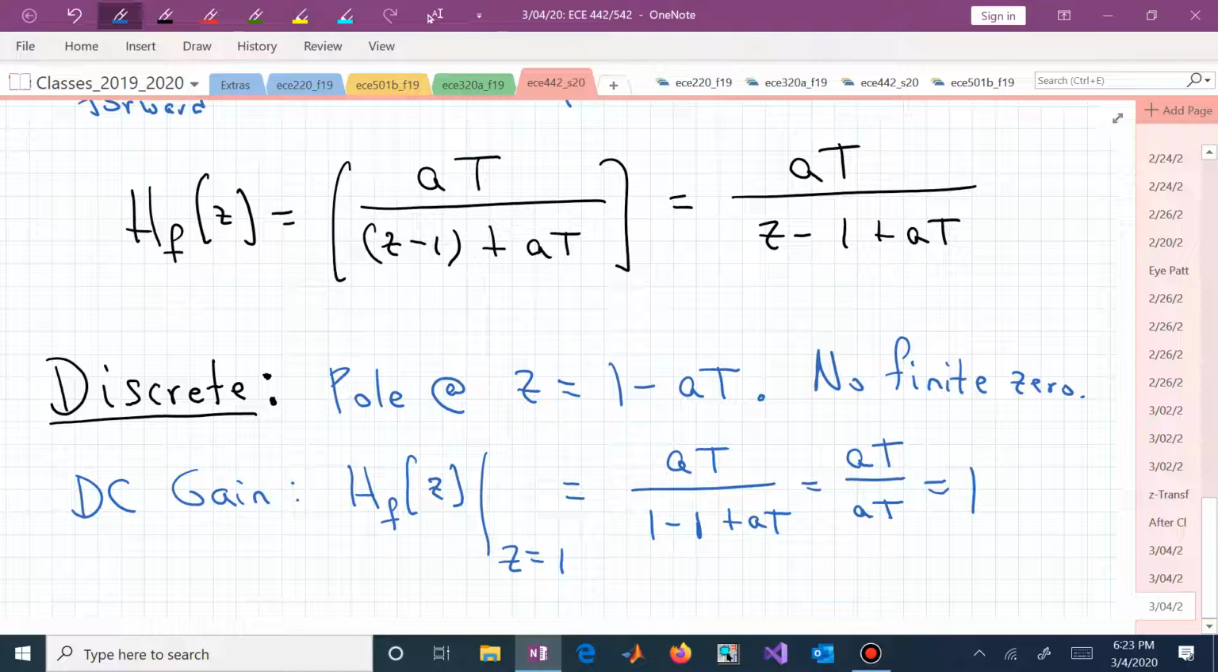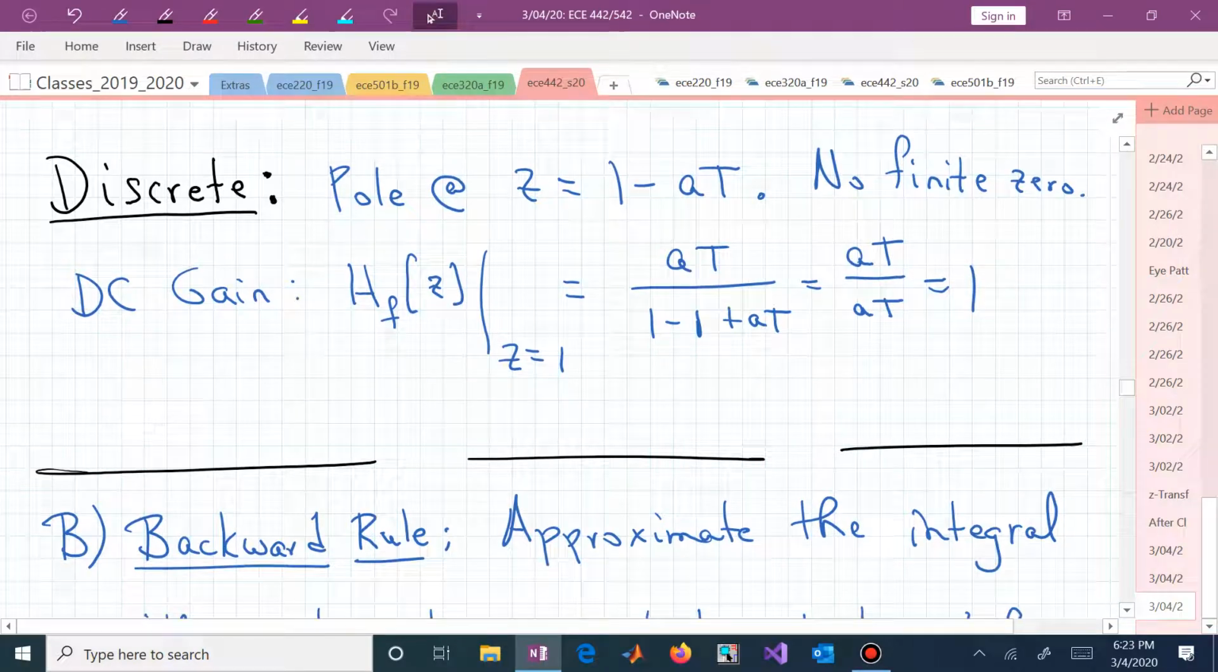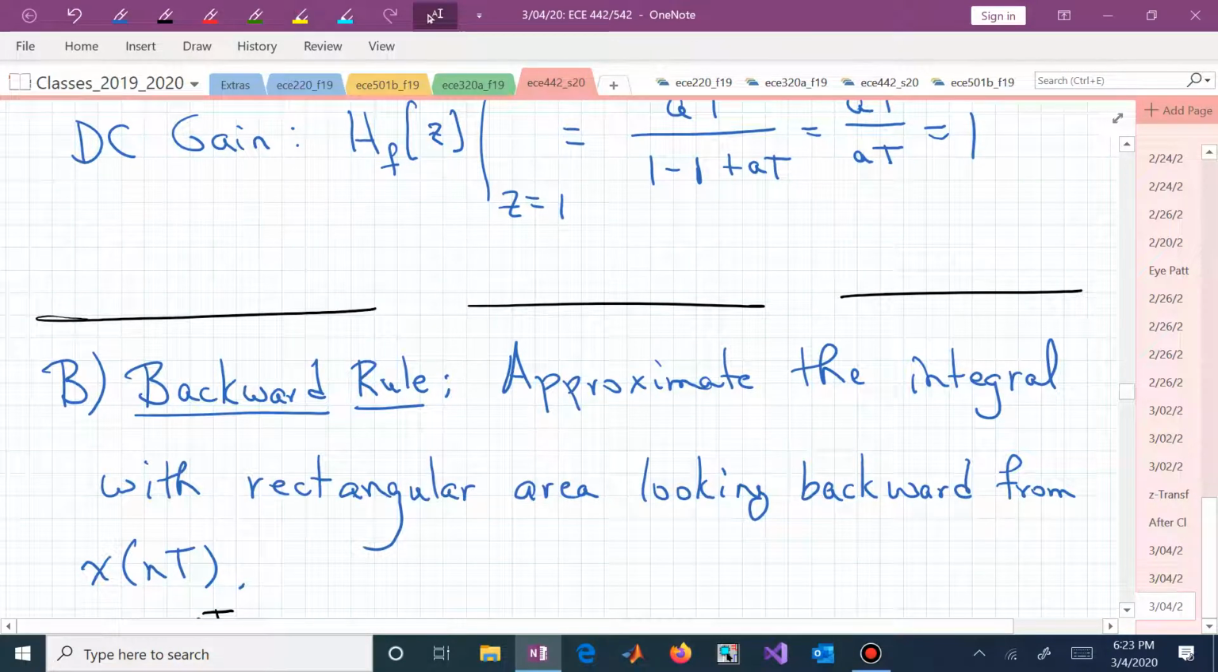Don't you argue with me. So there's our forward rule. Do you see how we're going to do all these others? Let's speed it up a little bit. Backward rule. What's this one? This is approximating that little sliver of an area, but now we're looking backward in time from x at time nT.